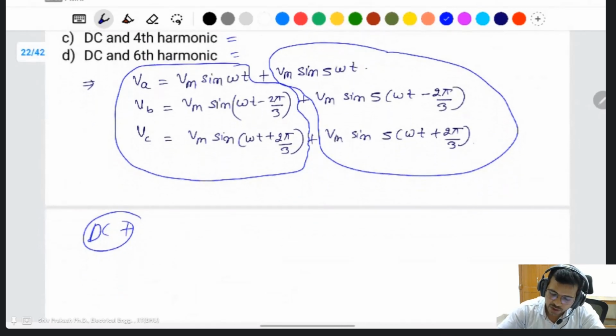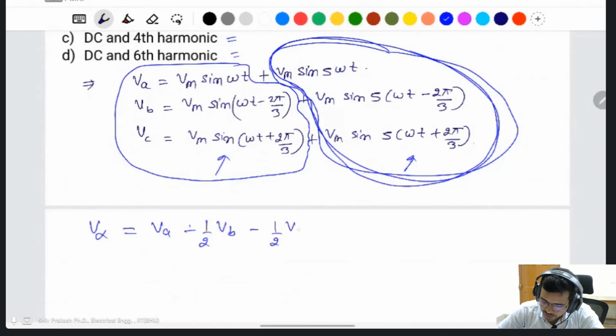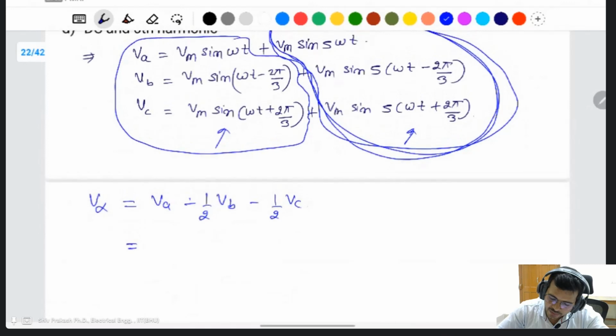And I will calculate only for this one. For this one, I have some DC component. I leave this one and calculate the alpha, beta, and VD, VQ for the fifth harmonic component. Then what is the V alpha? V alpha is VA minus 1 by 2 VB minus 1 by 2 VC. VA is Vm sin 5 omega t.